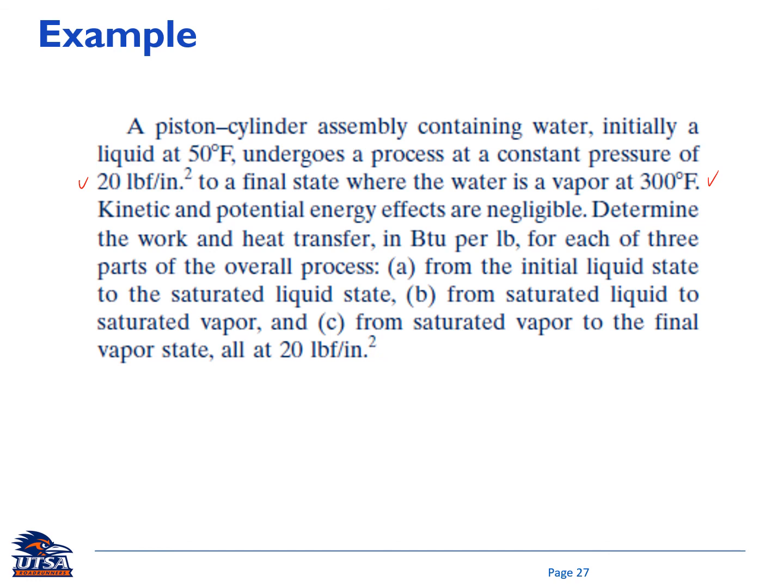So in here, delta KE and delta PE are negligible. The question is, what is the work and Q in BTU per pound for each of the 3 parts of the overall process? So from initial liquid state to saturated liquid, and then from saturated liquid to saturated vapor, and from saturated vapor to the final state, all at 20 psi, because it's a constant pressure process.